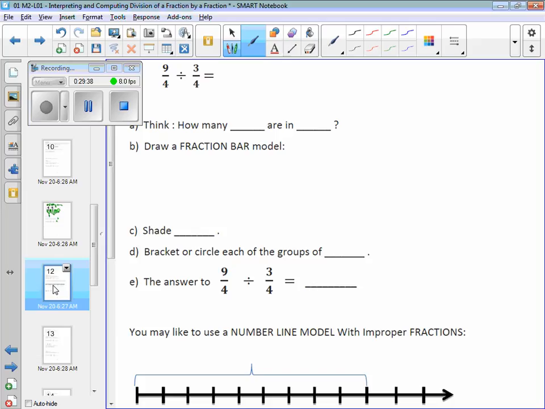Before we model it, though, still think of it the same way. How many what in what? Joe. Okay, that does not change. Keep it the way it is. How many 3/4 in 9/4? Now comes the all-important question. How many pieces do you need? How many pieces do you need? Gab, what do you think?